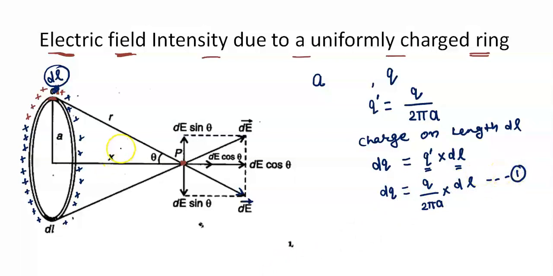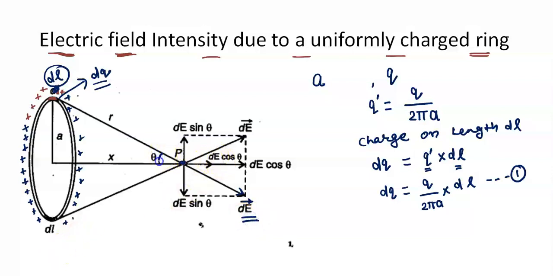Now we have to find the electric field intensity at this point P due to this small charge dq. Once we do that, we will integrate it within the appropriate limits. So that's what we are going to do. This is the small charge dq, so the test charge will get repelled in this direction, and this is the dE vector.